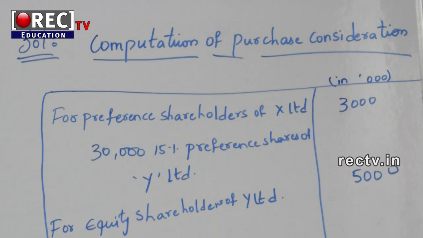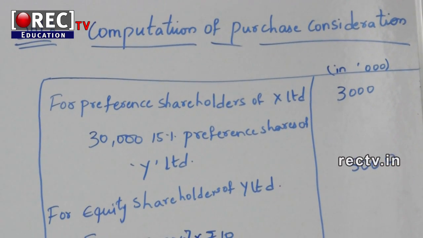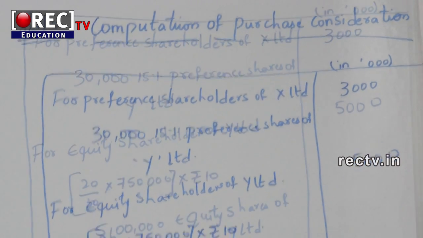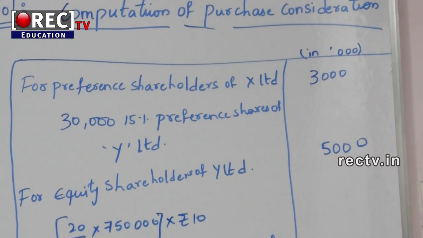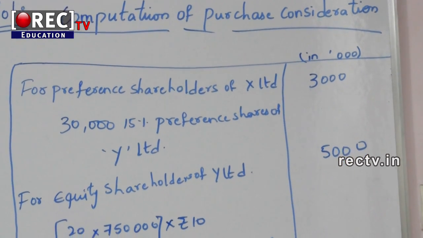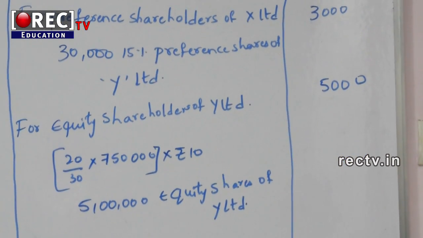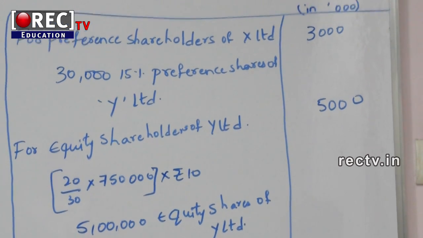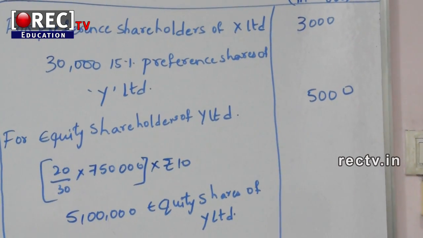Now purchase consideration is nothing but whatever is given to the shareholders of the Transferor Company. Here in the other information we have already seen the third point, that is preference shareholders, and the fourth point is equity shareholders. Now that is the purchase consideration. Now let us see how to calculate this. So here in the problem they have given that they will discharge the preference shareholders at 20% premium by issuing the 15% preference shares of Y Limited. For preference shareholders of X Limited, 30,000 of 15% preference shares of Y Limited are given to the preference shareholders of X Limited to discharge their 14% preference shares holding in X Limited.